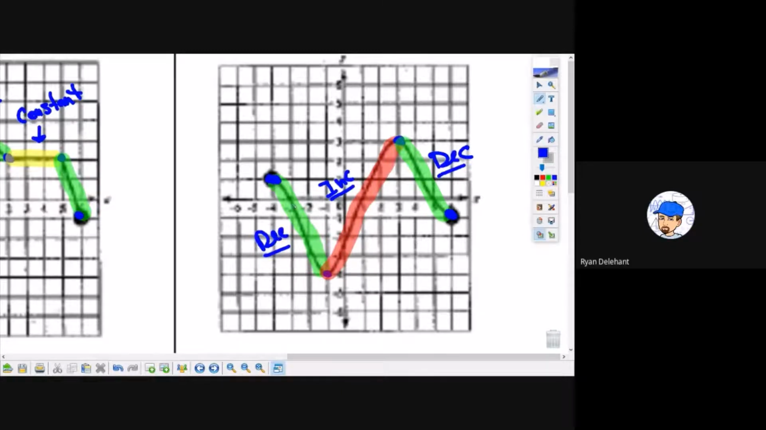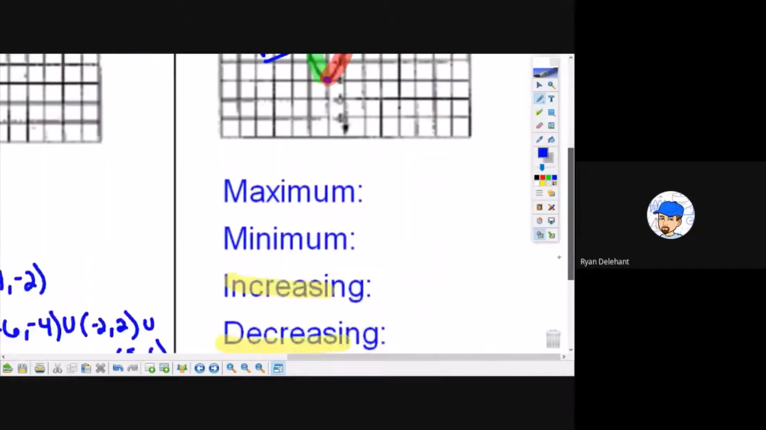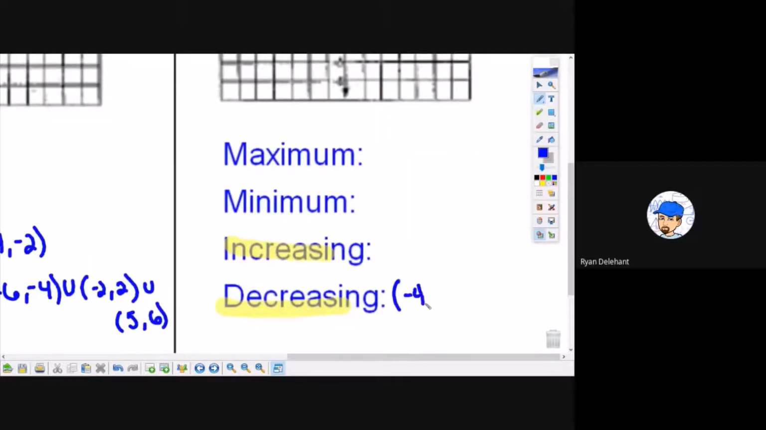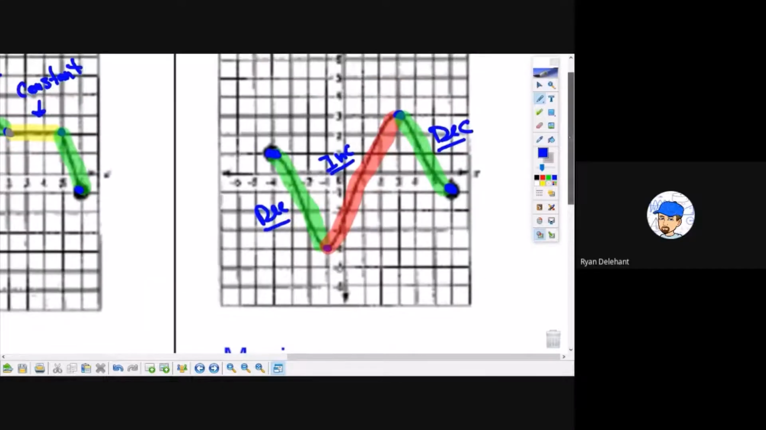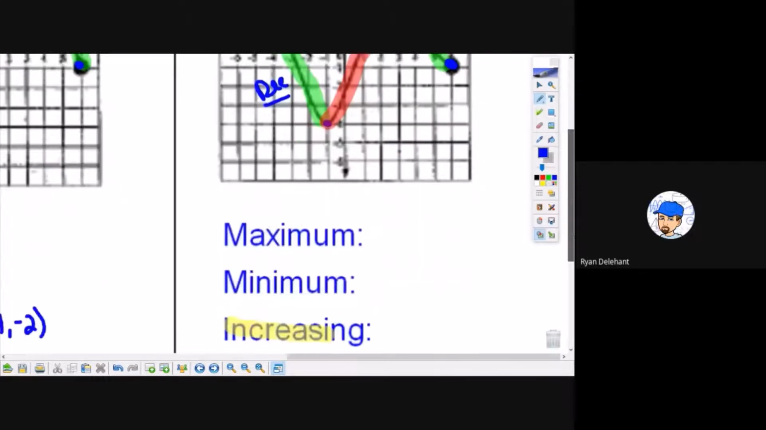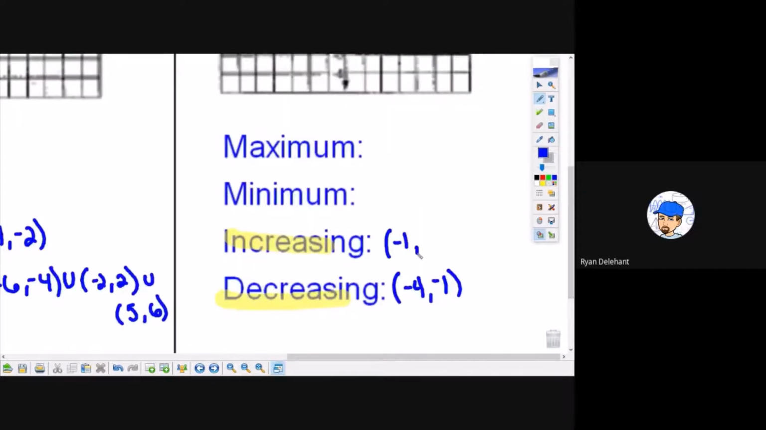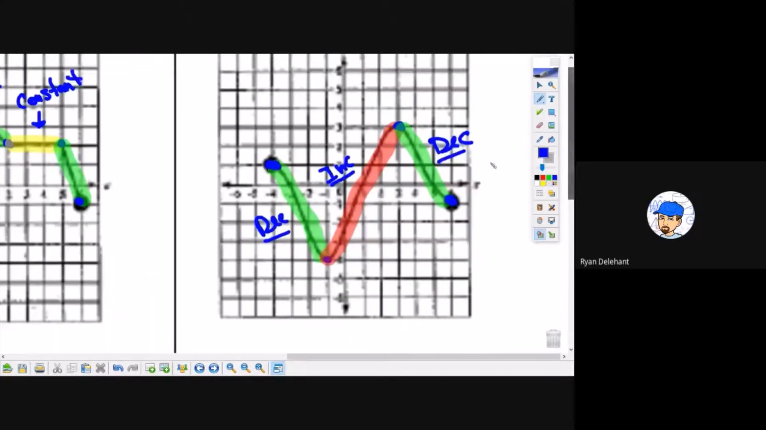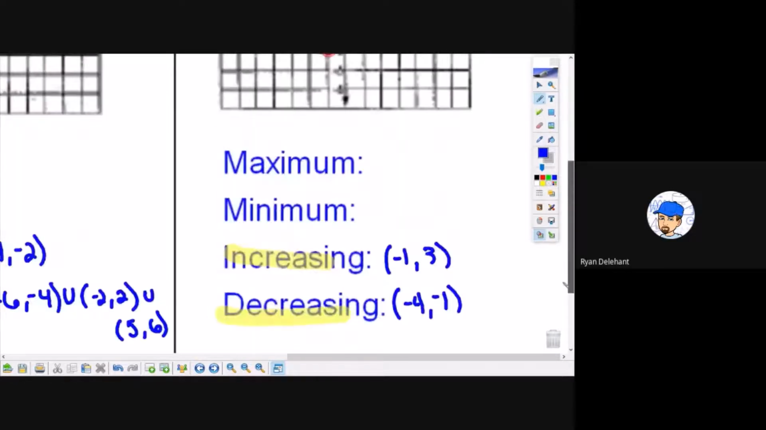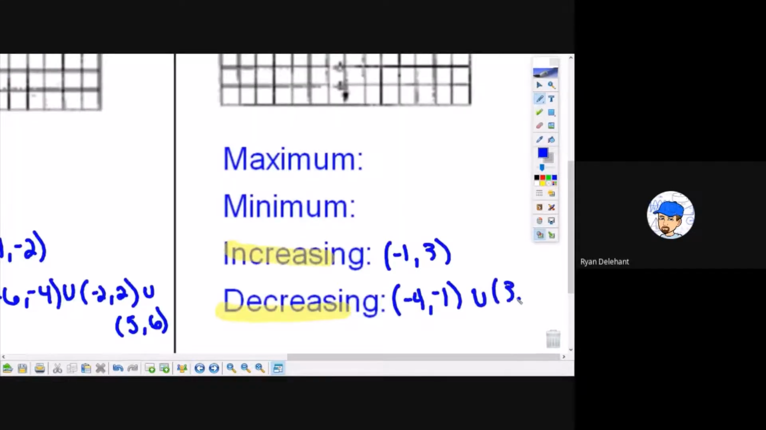So it starts at -4 and goes to -1 is where the graph is traveling downward. So decreasing is -4 to -1. Second interval was -1 to 3, and that was an increase. And our last one was a decrease, right? From 3 to 6. And that's the end of that graph. It's done.